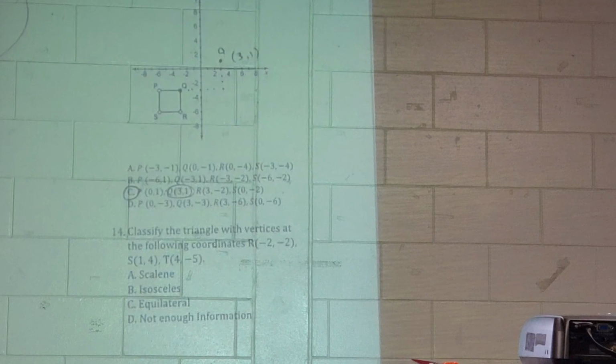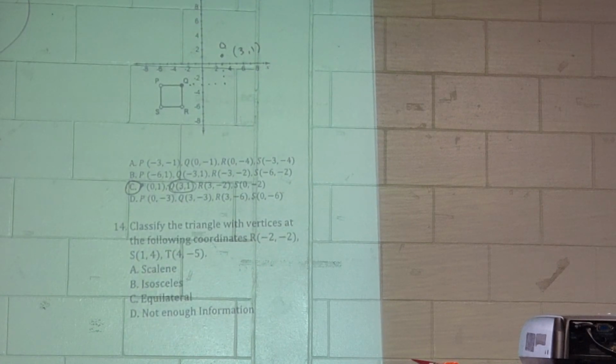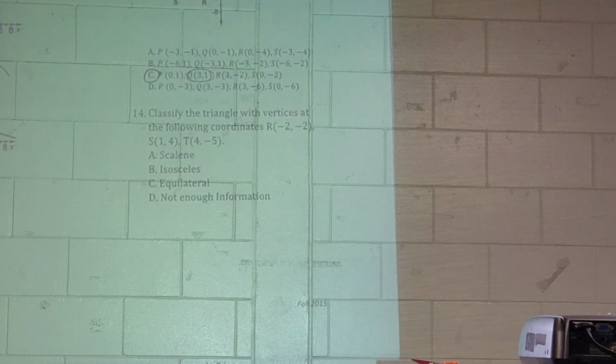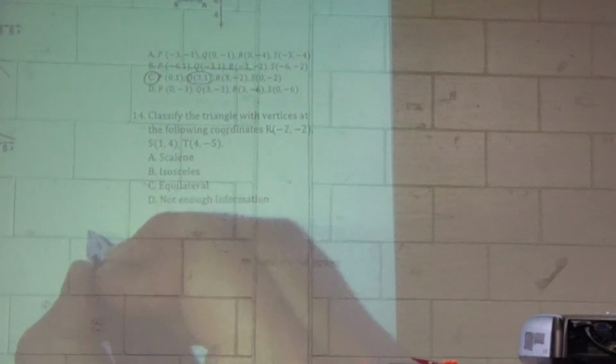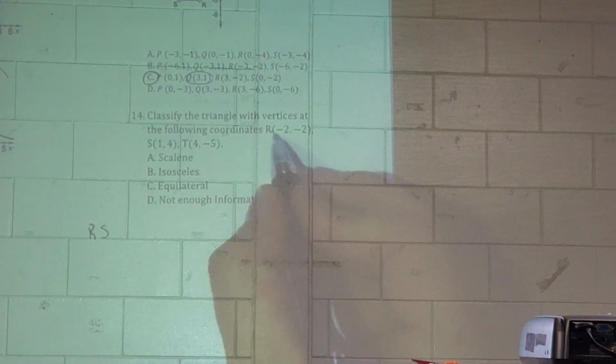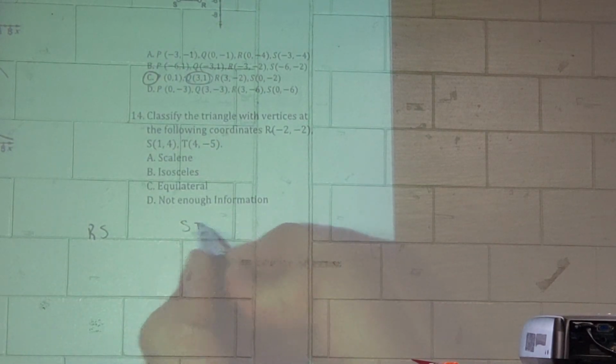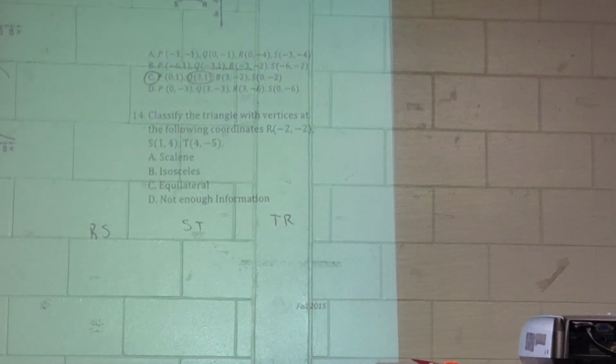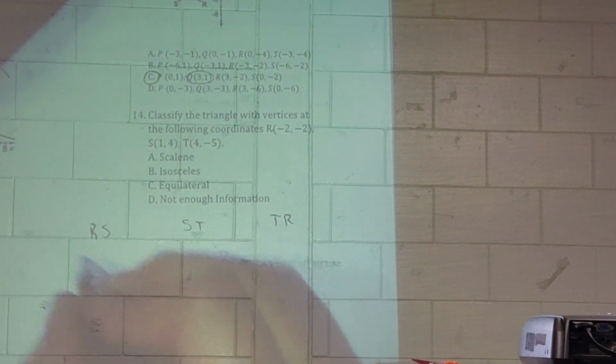Number 14 says classify the triangle with the vertices at the following coordinates. This one is a doozy because we have to do the distance formula 3 times. We need to find the distance from R to S. We need to find the distance from S to T. And we have to find the distance from T back to R. So being good at your distance formulas helps here.